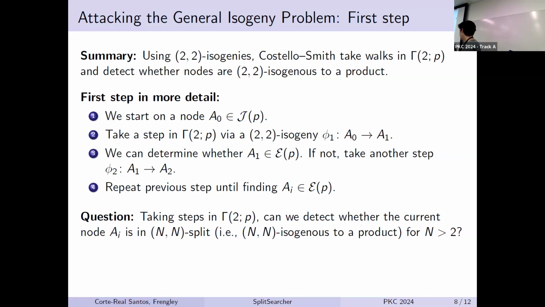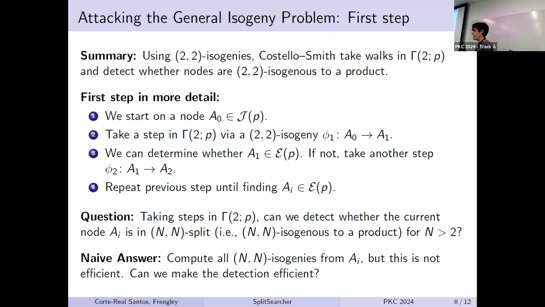So a natural question is, while taking steps in gamma 2, could you have detected if you were close to a product nearby, but for a different n, maybe for an n greater than 2? It's not super clear how you might do this. A very naive idea would be to compute every single n-isogeny originating from A naught. But this is extremely costly. Taking a 2-2 isogeny is much cheaper than taking an n-isogeny for any other n. So the question is, can you do this without computing isogenies? Can you shine a flashlight around the graph nearby and see if you spot a product?